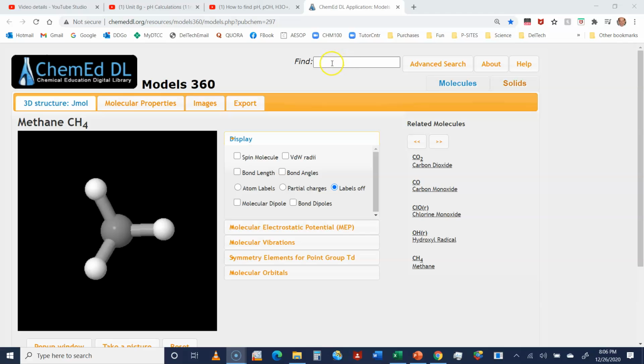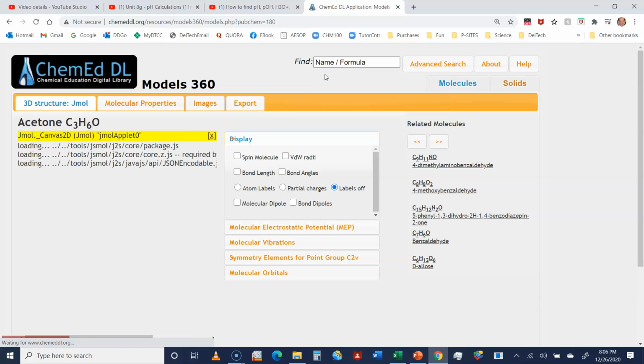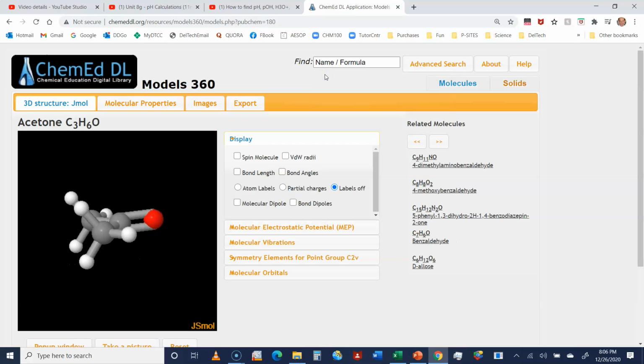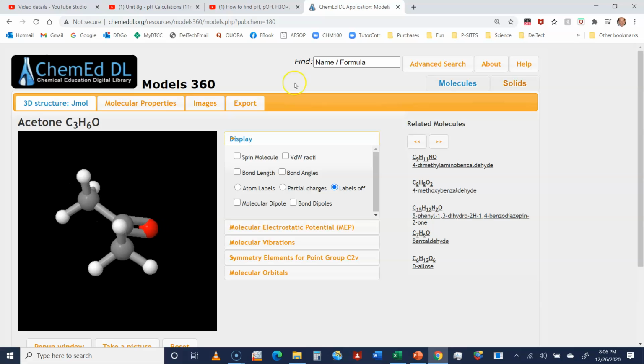But what you'll see here is at the top it says find, and if you want to look for a new molecule, and if you know the name, you could type it in, acetone for instance, and you can search here and click it, and you will get the structure for acetone coming up. And you can see that this molecule has 1, 2, 3 carbons.